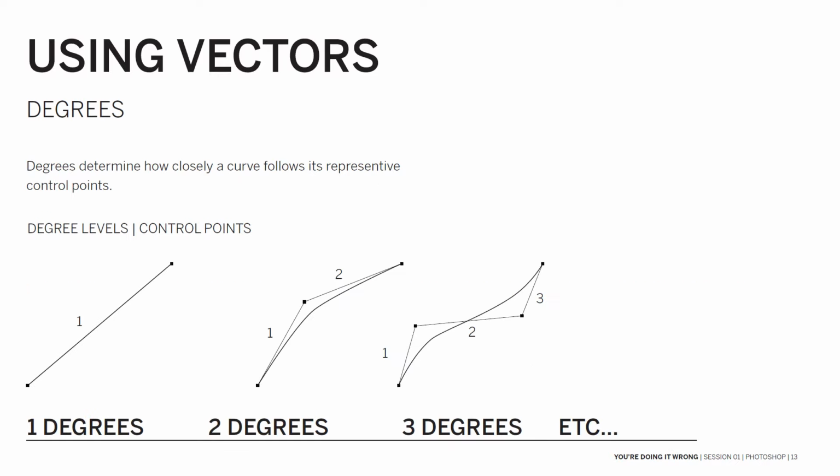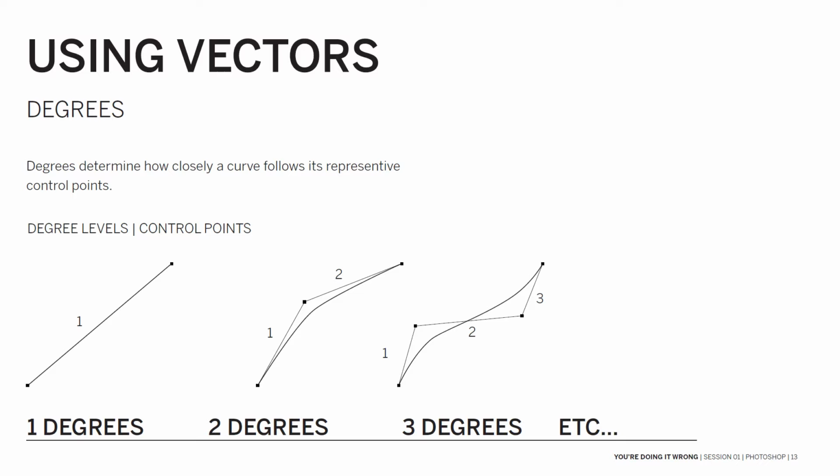Now let's talk about curves and what that means. So when I mentioned degrees before, every line has a degree, and the more degrees a line has, the more curves a line can generate. So a 1 degree line is a line that has 2 points, and it's a straight line. So in Rhino, that's why I was talking about lines and curves. A line is a curve that has 1 degree.